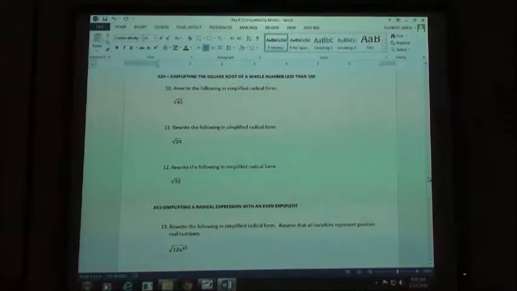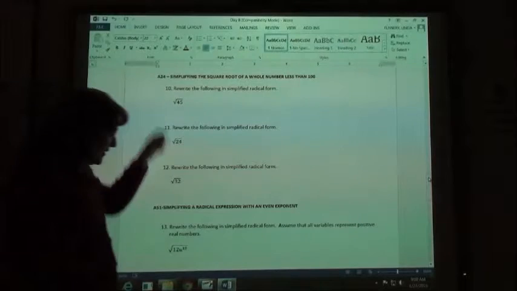Somewhere in your head or on your paper, 2 squared is 4, 3 squared is 9, 4 squared is 16, 5 squared is 25, 6 squared is 36, 7 squared is 49, 8 squared is 64, 9 squared is 81, and so forth. Remember I told you the other day you probably want to have a list of your perfect squares, perfect cubes, and those things. So we're working with square roots. We want to look at our list of perfect squares.